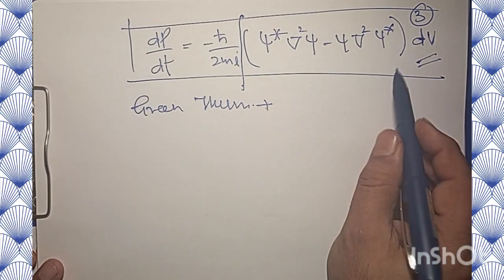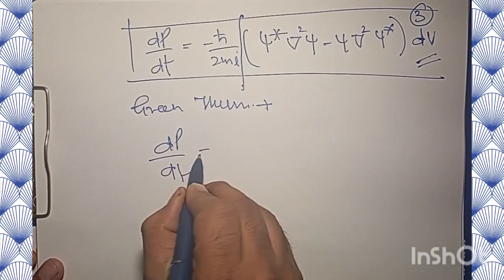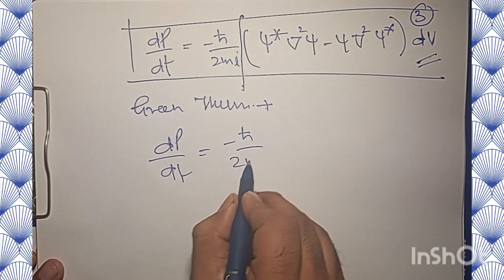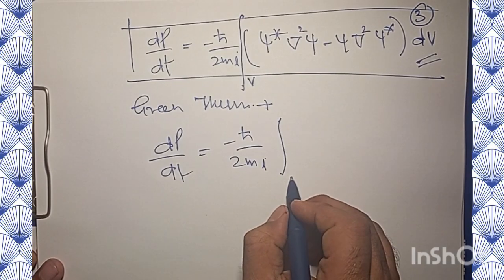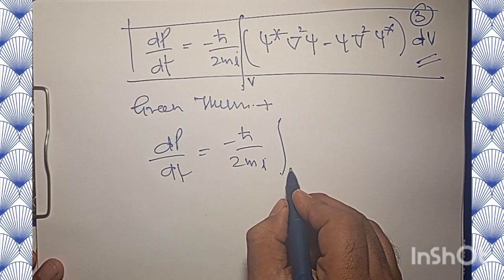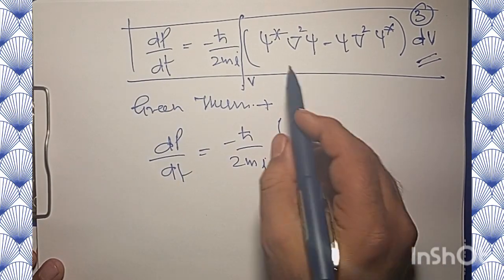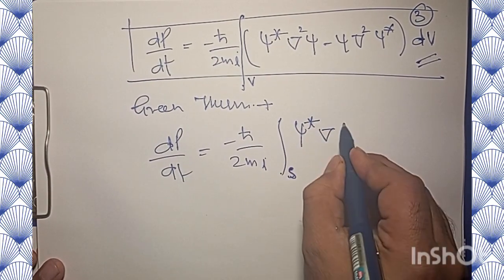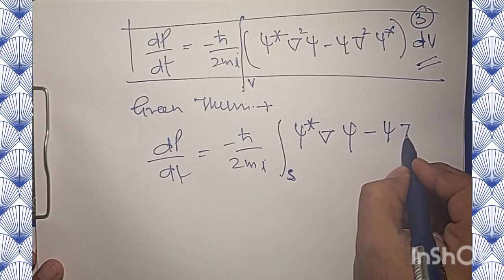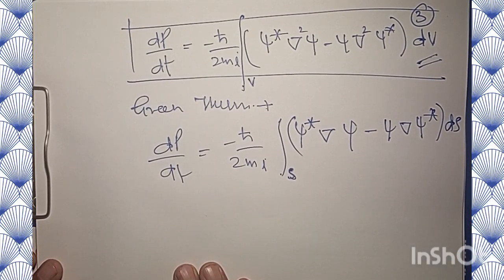So using Green's theorem in this equation, what I am going to get is dP/dt is minus ħ/2mi times the integral, which was a volume integral and is going to change into an area integral over S, of (ψ* ∇ψ − ψ ∇ψ*) dS. So this is going to be the result.